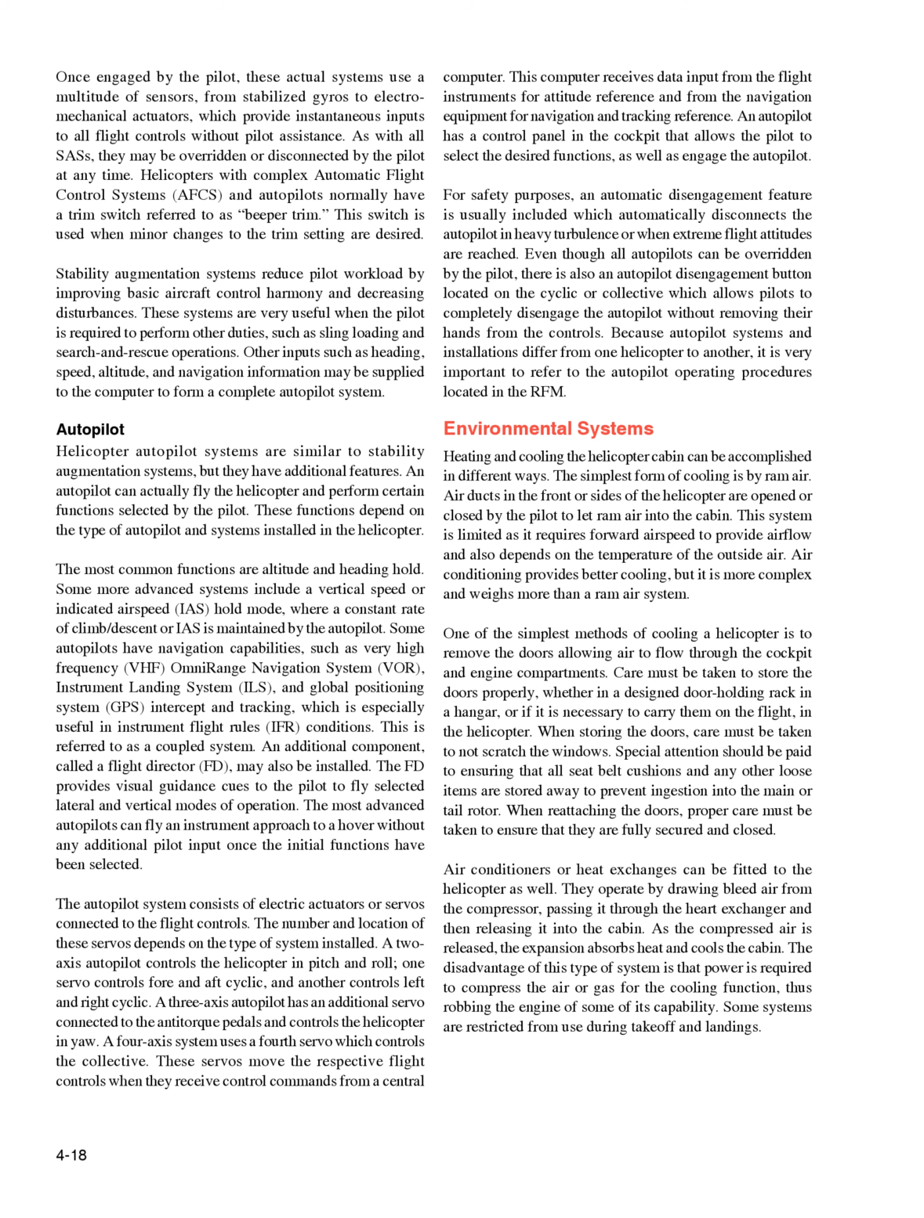Air conditioning provides better cooling, but it is more complex and weighs more than a ram air system. One of the simplest methods of cooling a helicopter is to remove the doors, allowing air to flow through the cockpit and engine compartments. Care must be taken to store the doors properly, whether in a designed door holding rack in a hangar, or if it is necessary to carry them on the flight in the helicopter.